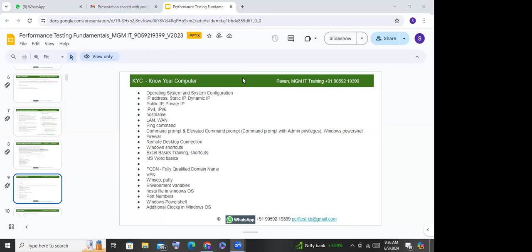So what is an operating system? An operating system is a system software which is used to control all the resources of a computer.